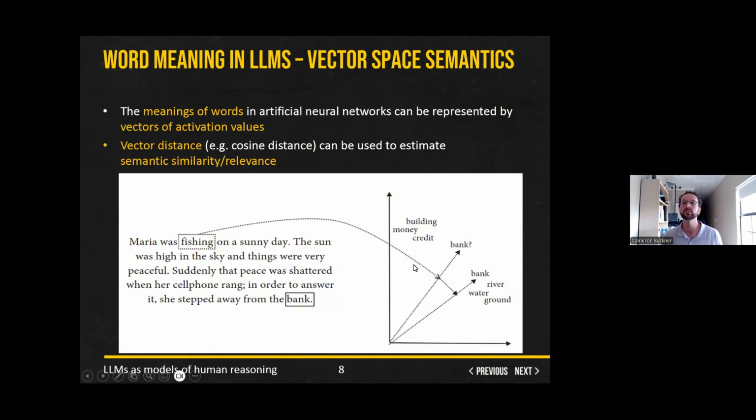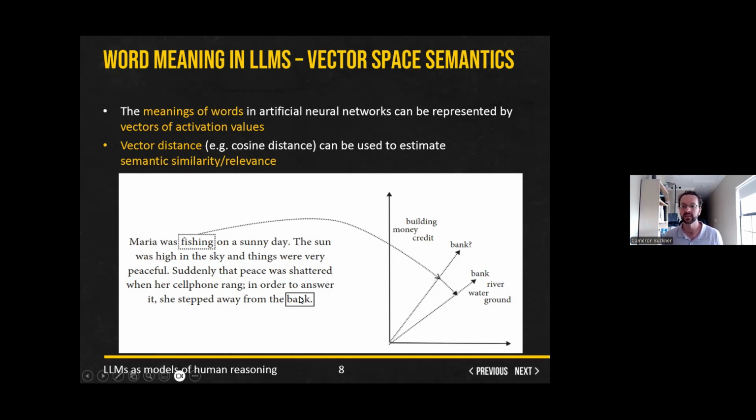So suppose from pre-training, you've gotten a series of vectors clustered over here that have to do with, say, financial institutions, and you've got a cluster of vectors over here that have something to do with, let's say, rivers and estuaries and so on. And then you read this sentence. Maria was fishing on a sunny day. The sun was high in the sky and things were peaceful. Suddenly, that peace was shattered when her cell phone rang. In order to answer it, she stepped away from the bank.